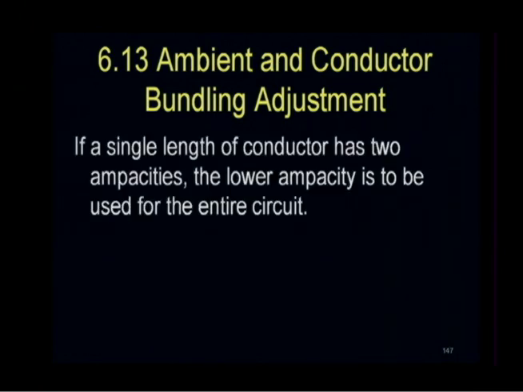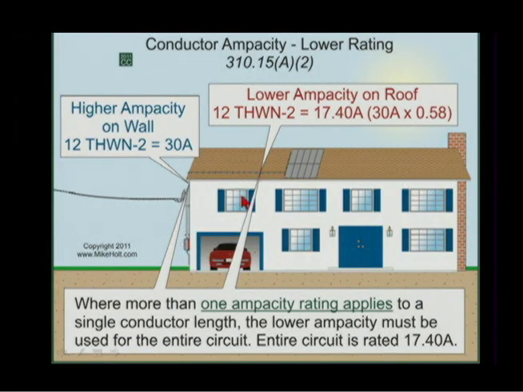6.13, what do we got here? If a single length of a conductor has 2 ampacities, the lower ampacity is to be used for the entire circuit. You're like, what the heck is that about? Well, this is 310.15(A)(2), and that's what the rule says. Where more than one ampacity rating applies to a single conductor length, the lower ampacity must be used for the entire length.